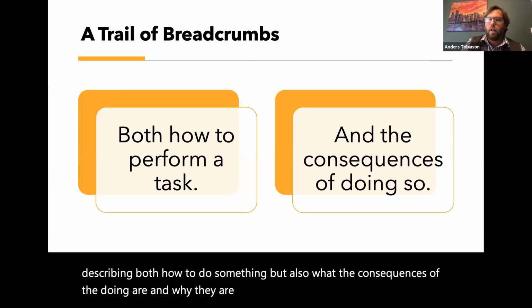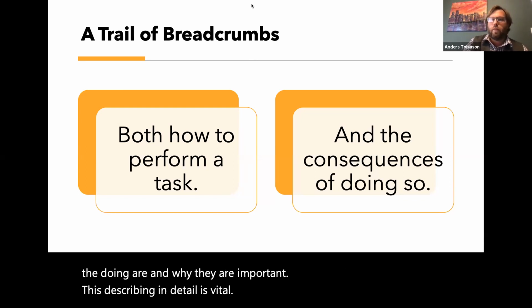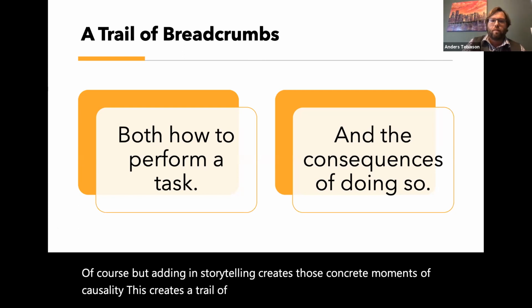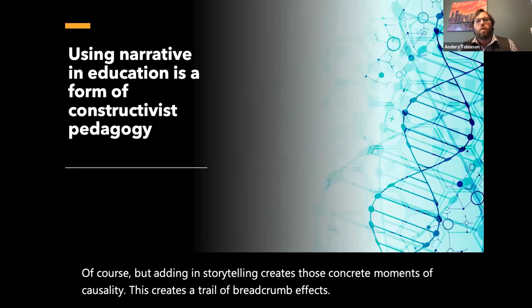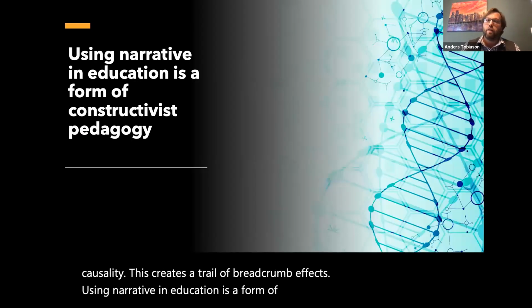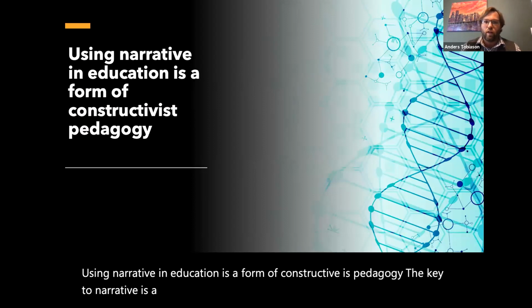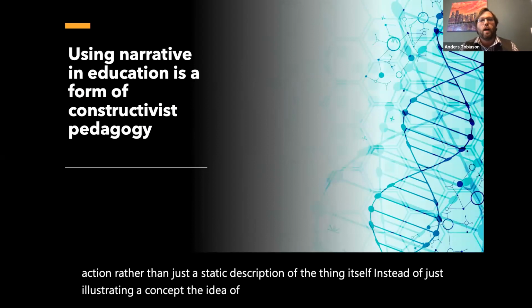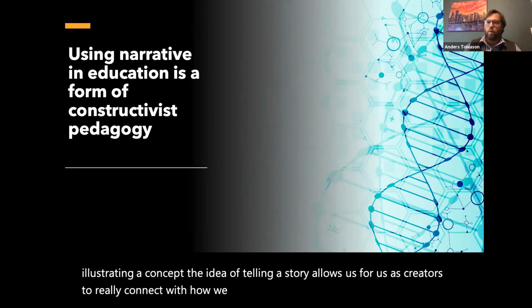This describing in detail is vital, of course, but adding in storytelling creates these concrete moments of causality. This creates a trail of breadcrumb effects. Using narrative in education is a form of constructivist pedagogy. The key to narrative is a description of what happens during and as a result of an action, rather than just a static description of the thing itself. Instead of just illustrating a concept, the idea of telling a story allows us, as creators, to really connect with how we teach, rather than just what we teach.